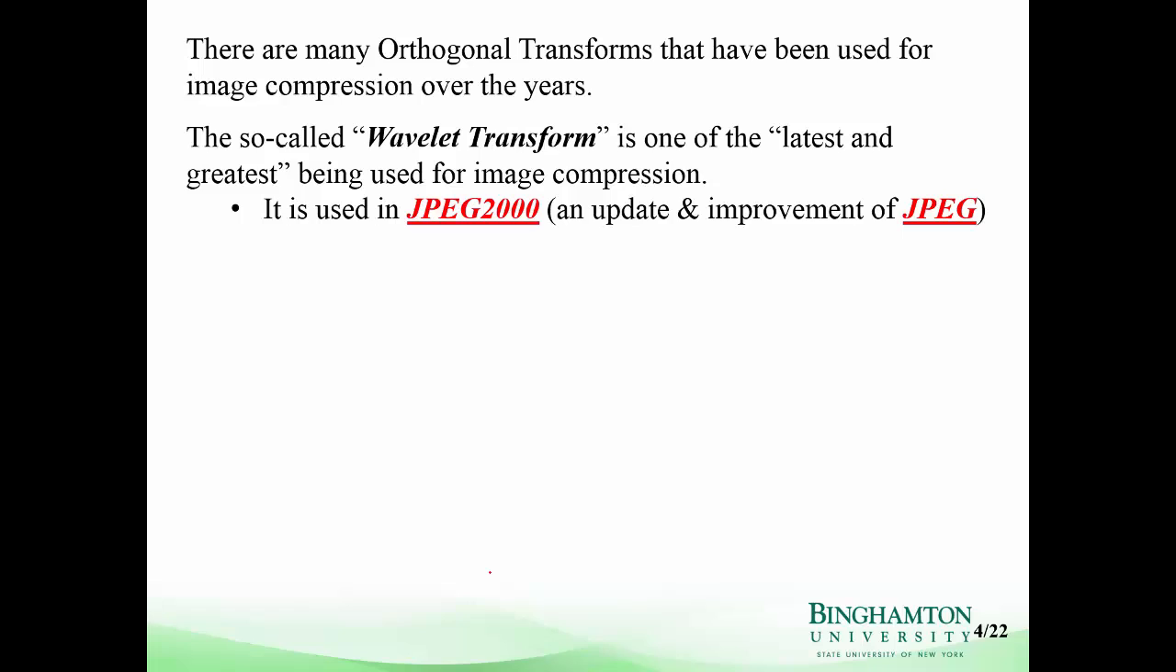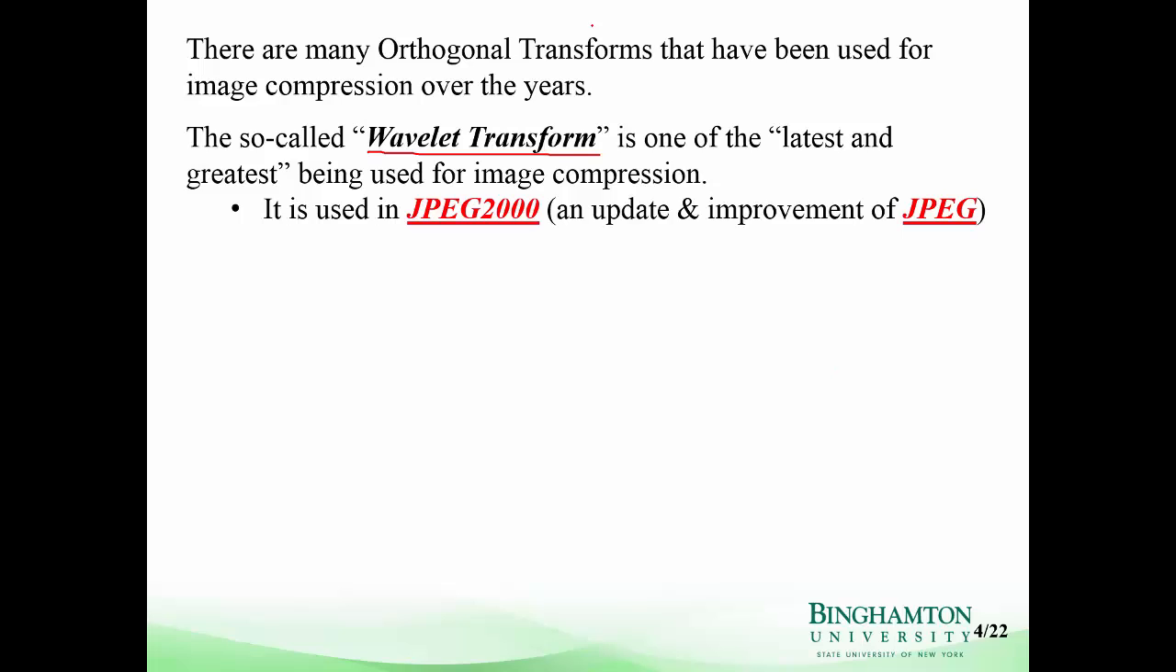So there are many different orthogonal transforms that have been used over the years, as I said. The one used in JPEG that you're probably used to using in your camera actually uses something called the DCT, or the discrete cosine transform. What we're going to talk about is the one used in an update and improvement to JPEG, which is called JPEG 2000. That's the name of the compression standard. But the transform that we use will be called the wavelet transform. And it's one of the latest and greatest that's being used for image compression.